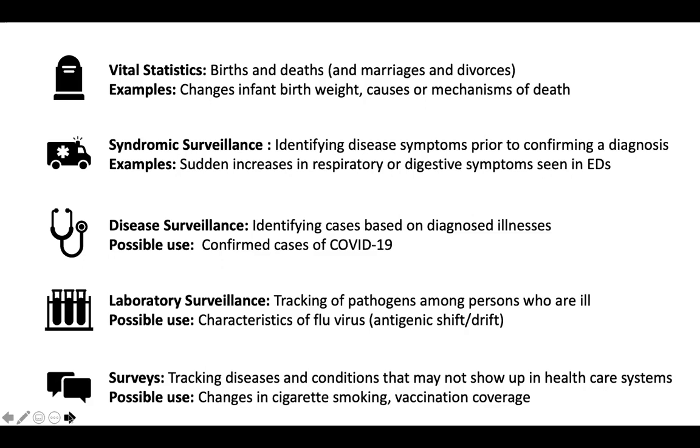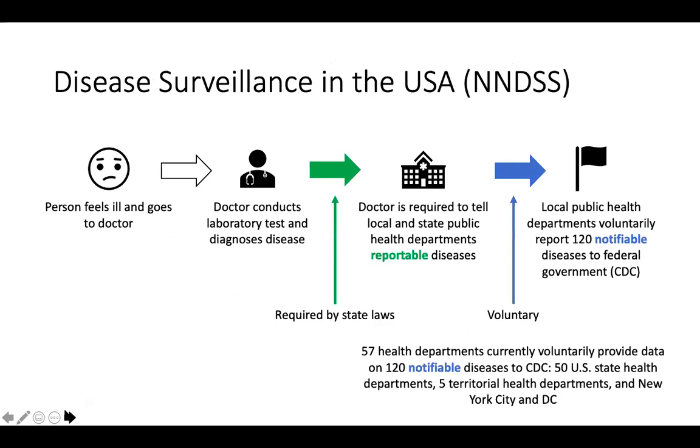And then finally, there are lots of surveys out there that are part of our surveillance system, and usually we use those to measure conditions that may not show up in our healthcare systems. For example, changes in population cigarette smoking or the proportion of the population that's vaccinated is information that will derive primarily from our surveys. I'm not going to go through all of those. What I think is important to talk about is disease or case surveillance in the USA, as well as syndromic surveillance, because I think that's really interesting.